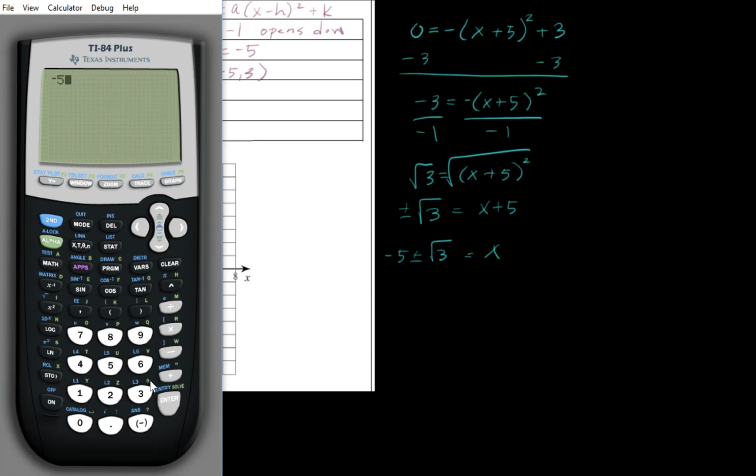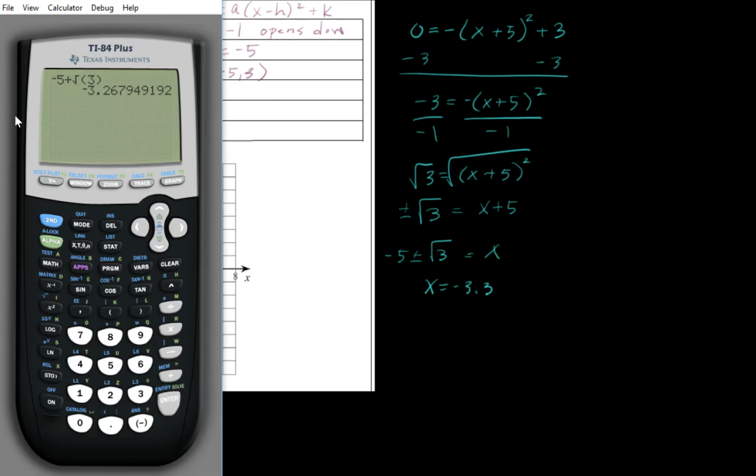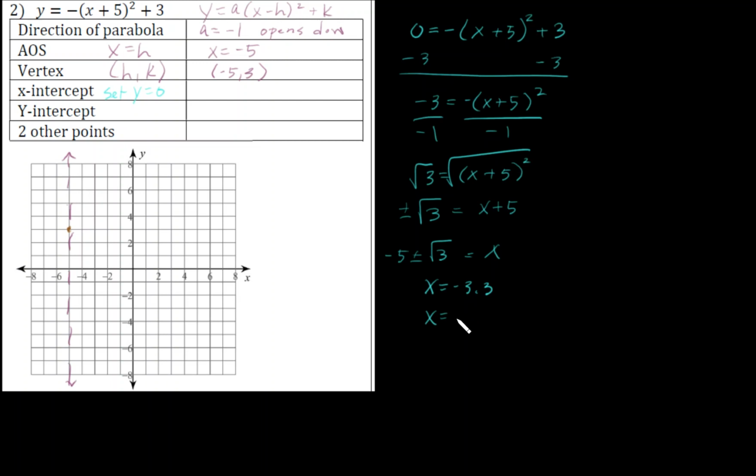-5 plus the square root of 3. It's going to give me -3.3. So x equals -3.3. Let's put in the negative counterpart: -5 minus the square root of 3. So -6.7. So x equals -6.7.